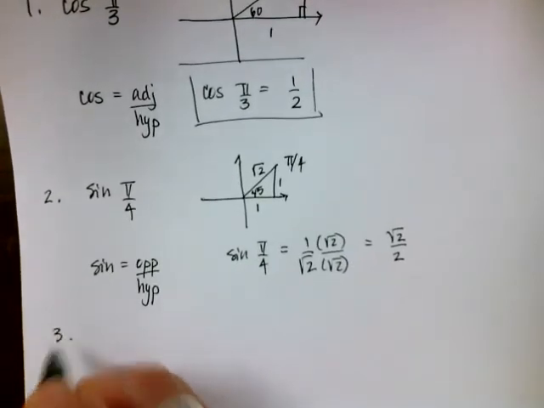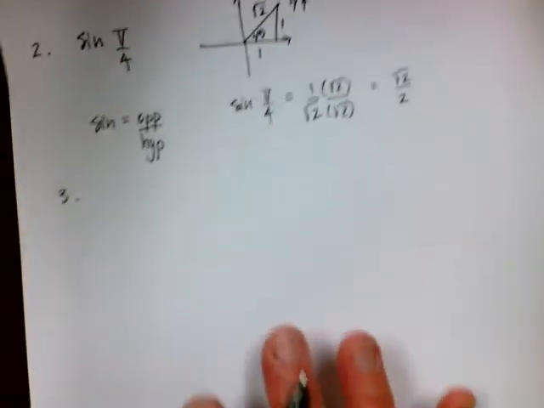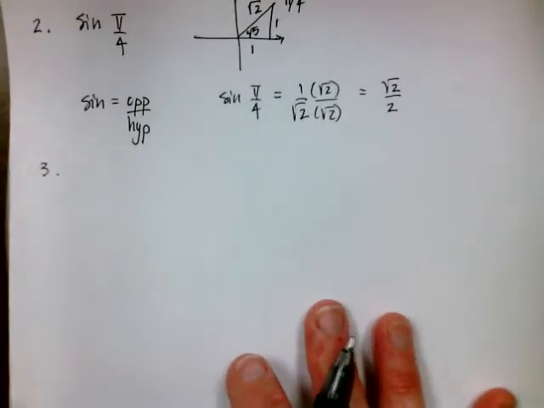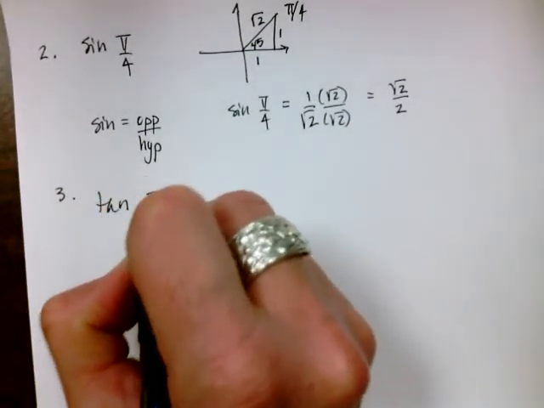The next example, I think the last example, I lied, I have a couple more. Okay. The next example, we're going to do the tangent of pi over 6.